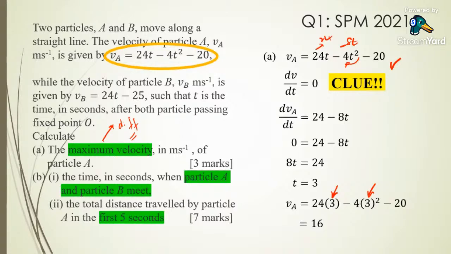Okay, di manakah markahnya? First one, when you equate to 0, maknanya you know what to do after you differentiate. Kalau kat sini tak dapat markah lagi. 24 minus 8t differentiation sebab awak hanya differentiate. Tapi you still do not know what to do next. Apa yang penting? Yang penting bukan differentiate sahaja. Yang penting you differentiate and then you equate to 0. So that's the main point. So this is the first mark.